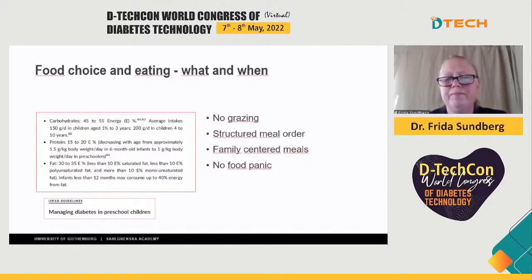There is a big value in family-centered meals, and don't panic. If the child doesn't eat, you have to stick to normal infant, toddler, and preschooler upbringing, and don't get terrified by the risk of hypoglycemia.